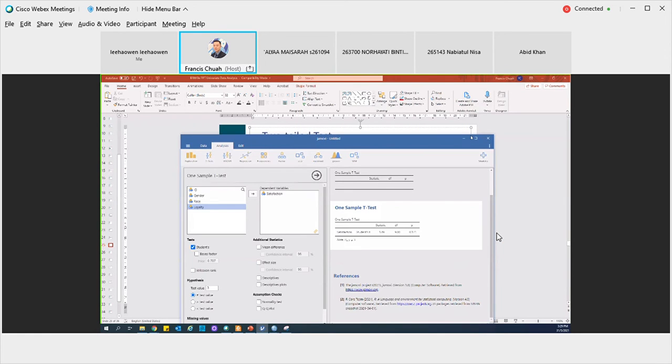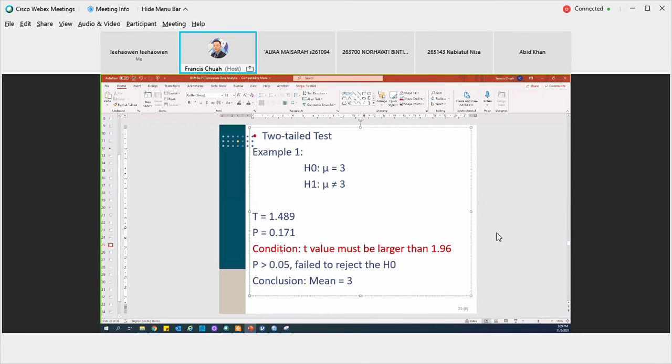Okay, the condition, right? I told you that in order for you to reject the null hypothesis, your t-value must be more than 1.96. But now your t-value is 1.489. So it is smaller, and therefore you fail to reject the null hypothesis, which is similar to this p-value.